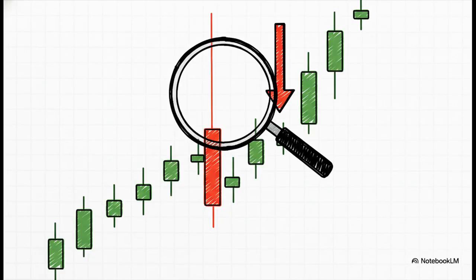And then, bam, the plot twist. Right at the very peak of that climb, a shooting star appears. Remember that shape? That long wick sticking out the top tells us the buyers tried to keep pushing higher, but the sellers came in with overwhelming force and slammed the price right back down. This is a massive warning sign. The buyers are getting tired.